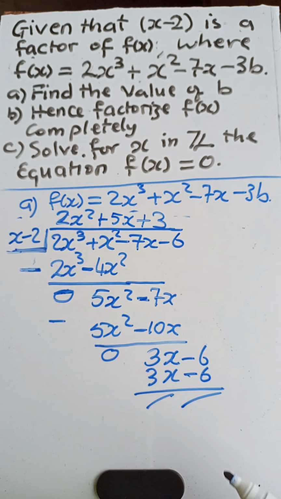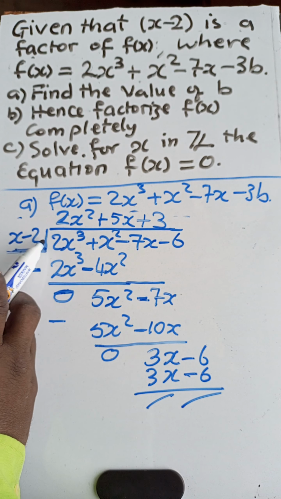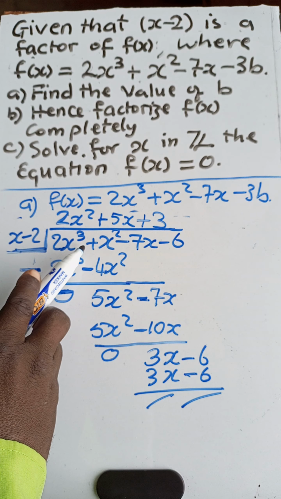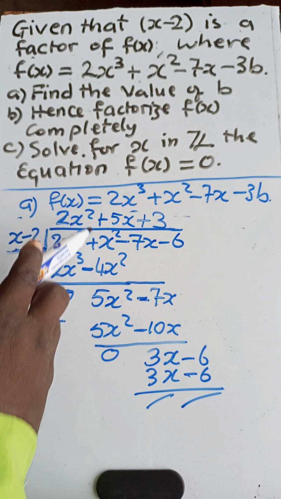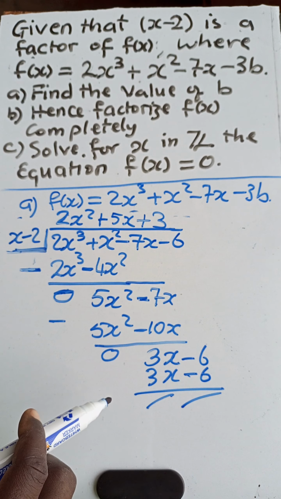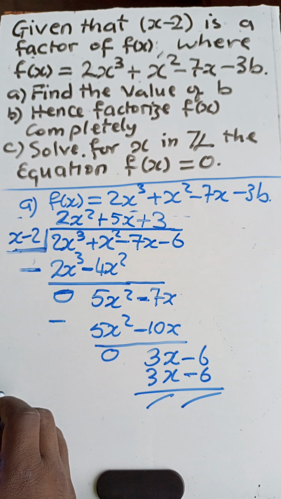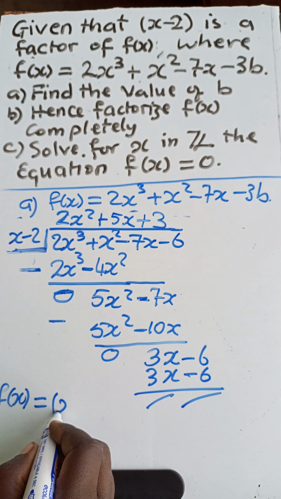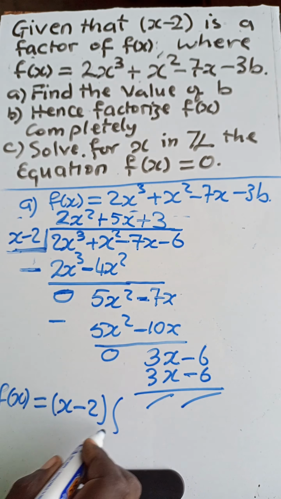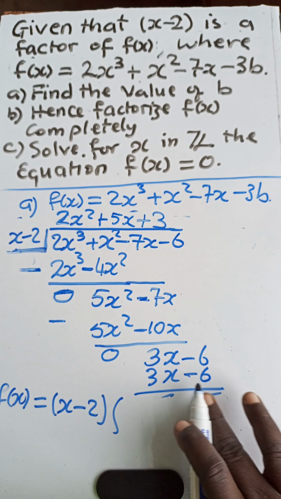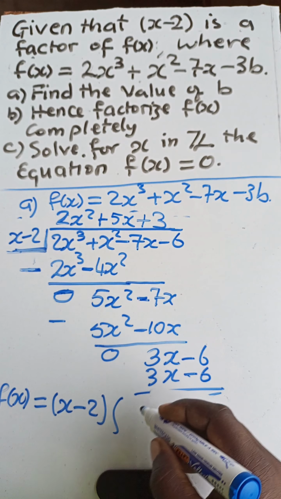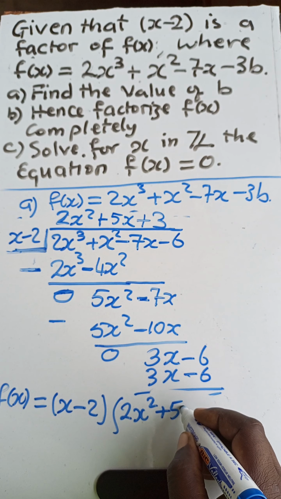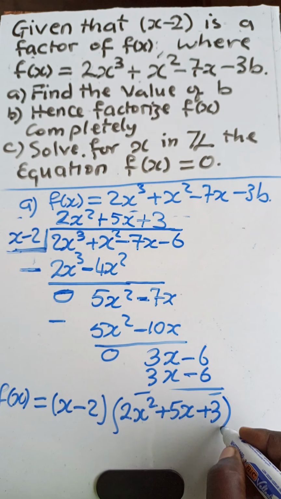We expect to have 0 as a remainder because we were told that x minus 2 is a factor. If this actually were a factor of this expression, then we expect this division to end with 0 remainder. So f of x can now be written as x minus 2 into the quotient there, 2x squared plus 5x plus 3.